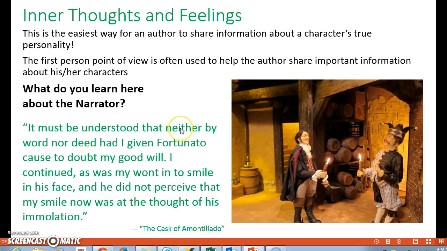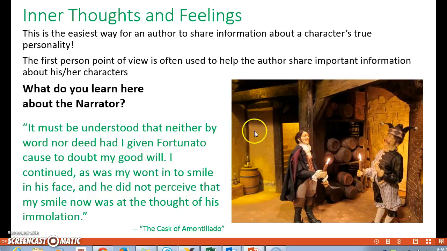And then we get the very beginning of the story, and it says, "It must be understood that neither by word nor deed had I given Fortunato cause to doubt my goodwill. I continued, as was my wont, to smile in his face, and he did not perceive that my smile now is at the thought of his immolation."